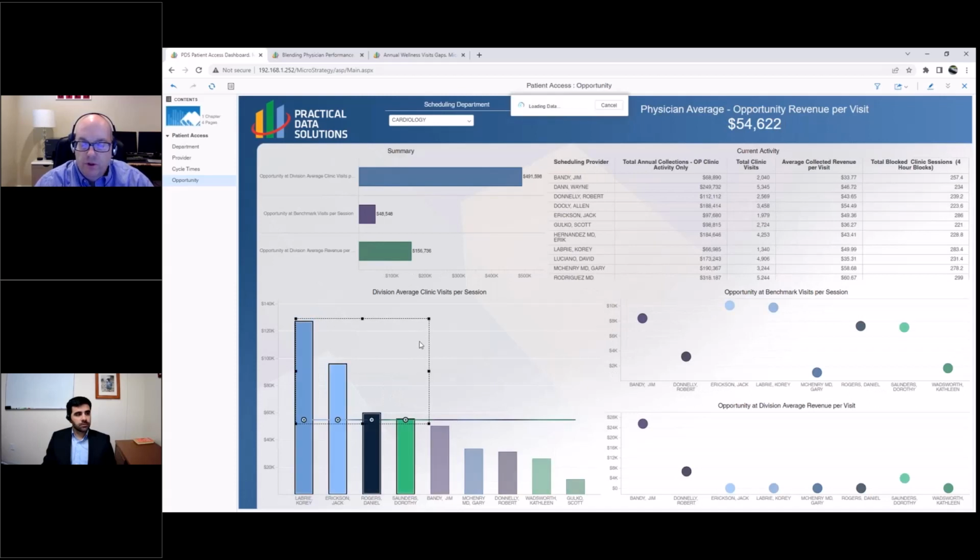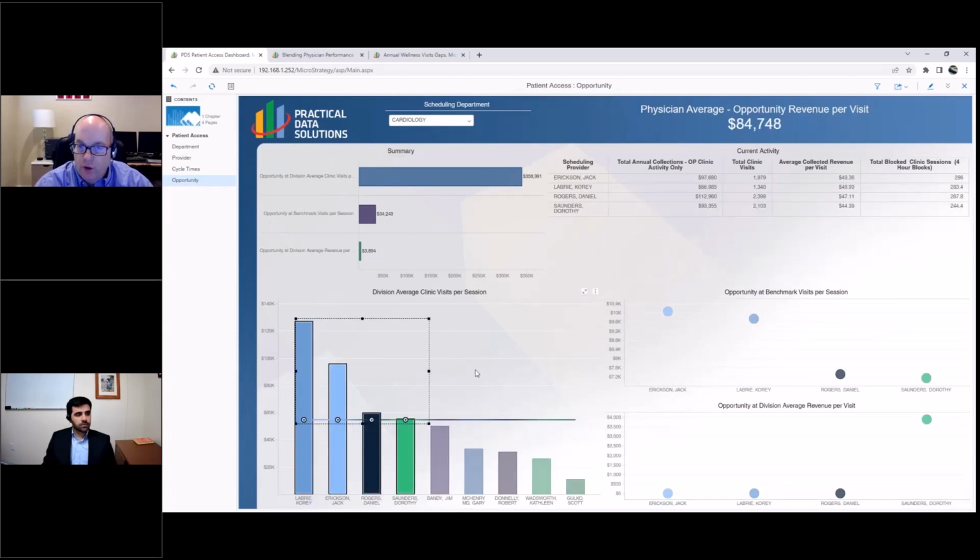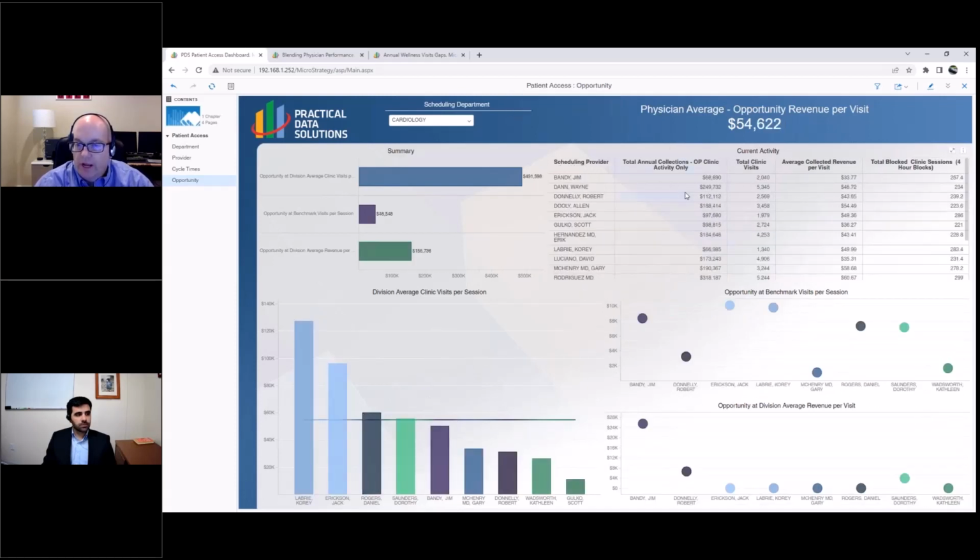And what we're doing is we're trying to leverage the known. So we know what our annual collections are, we know what our total clinic visits are, we can easily calculate an average collection per visit, etc. And then we can start looking at other things that we know, number of sessions available, etc. And what we can do is we can start digging in and saying, what if?